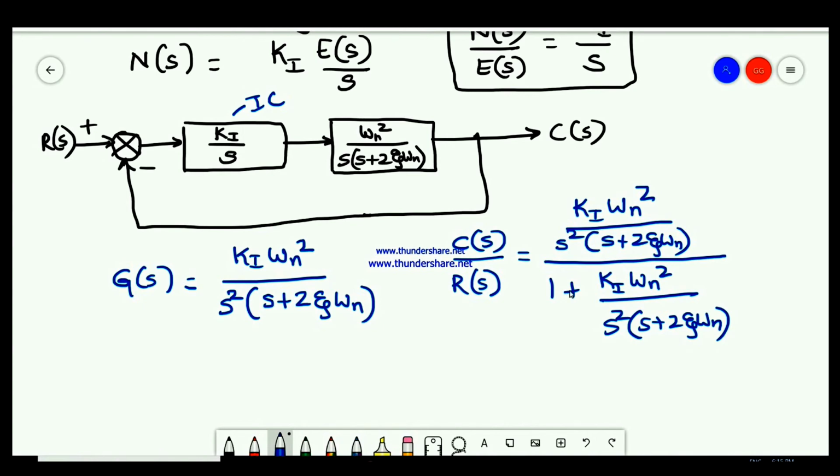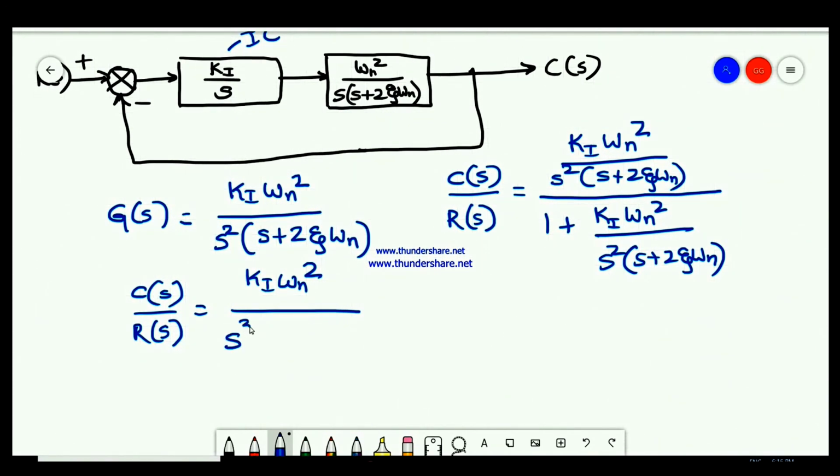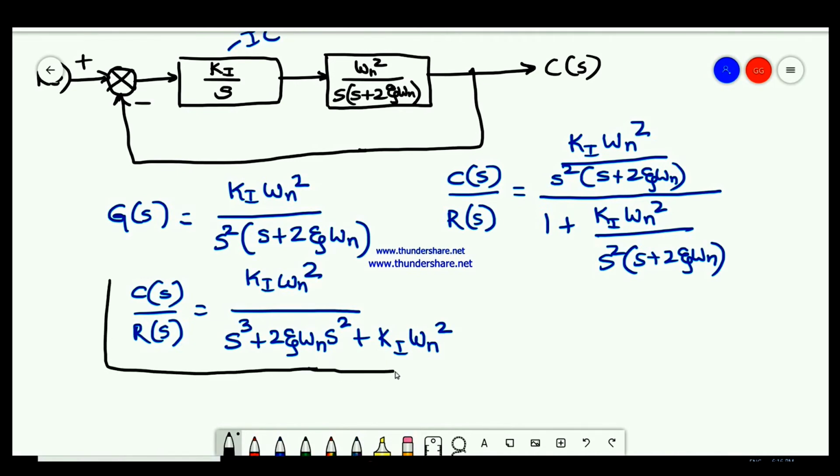So now I'll take an LCM and write the final transfer function C(s) by R(s) equals Ki omega n square divided by, you just take the LCM and multiply it. What we get here is s cube plus 2 zeta omega n s square plus omega n square s plus Ki omega n square. So this is the total transfer function of an integral controller.